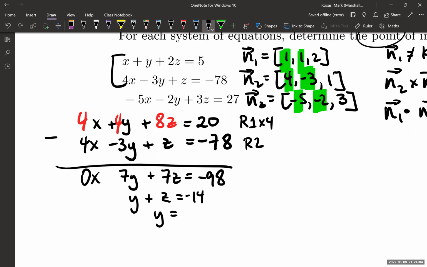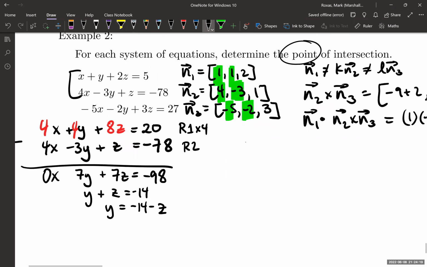Okay, so y equals negative 14 minus z. Hope I did not make an error. No, I don't think so. Okay, let's take a look at another pair of equations.